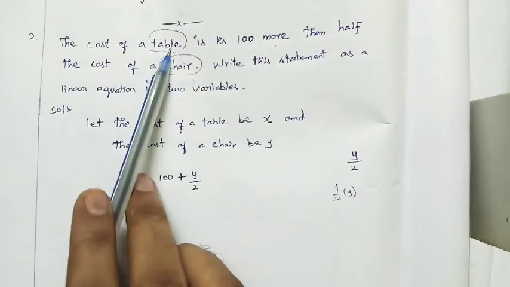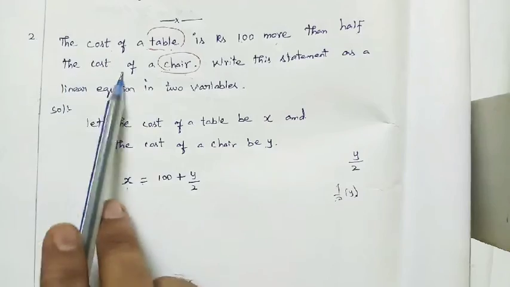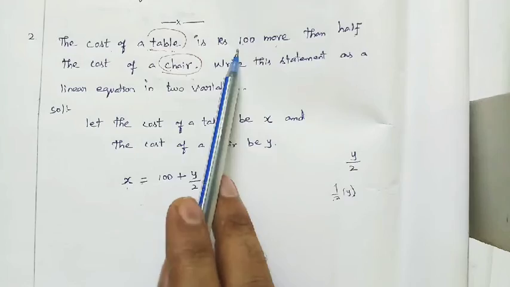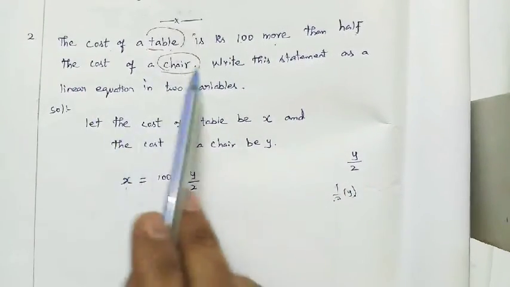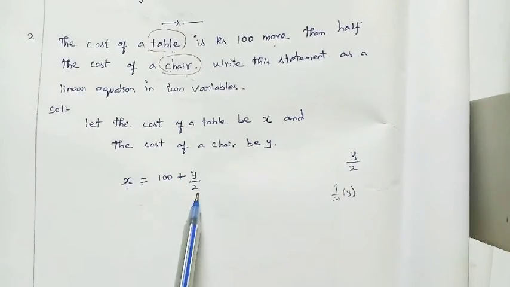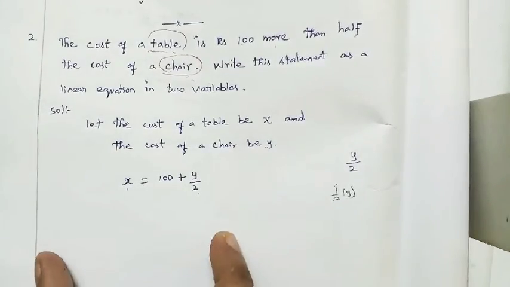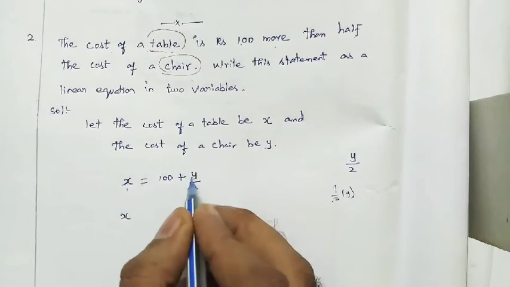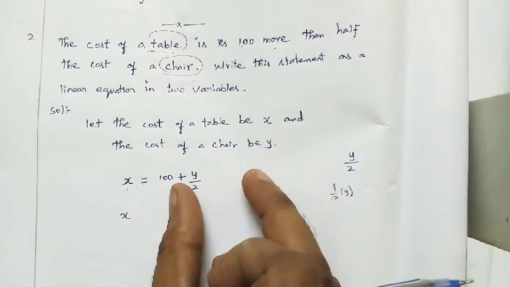The cost of a table is rupees 100 more than half of the cost of a chair. The cost of a table, that is x, is equal to 100 plus half of the cost of a chair. Cost of a chair is y, half of the cost means 1 by 2 into y, that is y by 2. Understood? Now I am going to simplify and write in standard form. I am taking y by 2 to the LHS, with the x term and y term fully on the LHS and the constant term alone on the RHS.